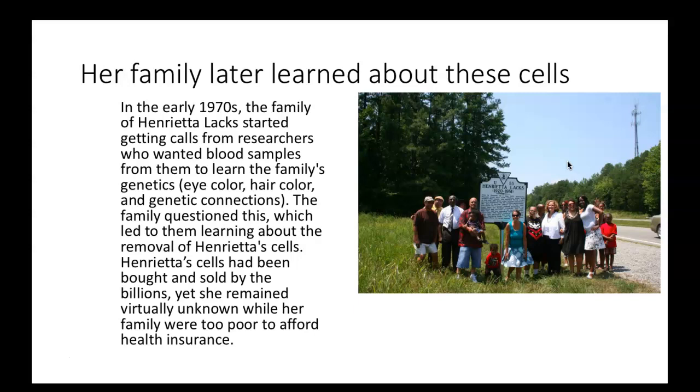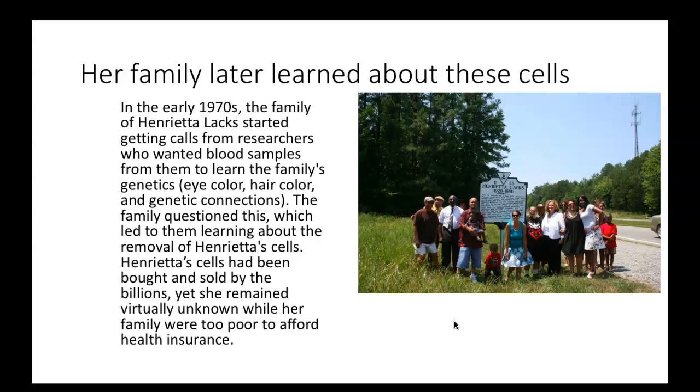So why was this controversial? Well, it was controversial because they never asked her if she was willing to donate these cells. And so in the early 1970s, her family, and this is a picture of her family, some of her family members, they started getting calls from researchers wanting their blood samples because they were desperate. They wanted to map their genetics so they can learn more about the heredity of the type of cancer that she had. And so you need her genetics, but you also need her family's genetics to find that out.